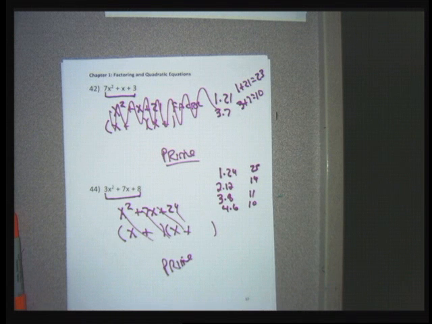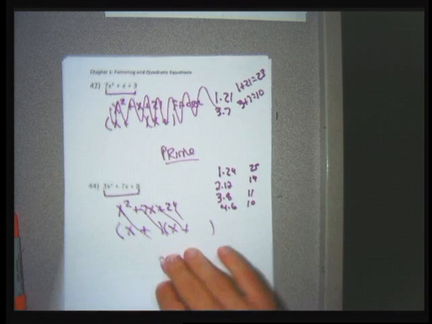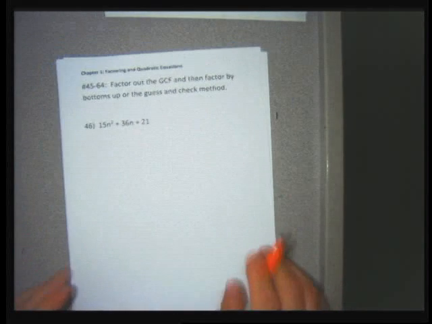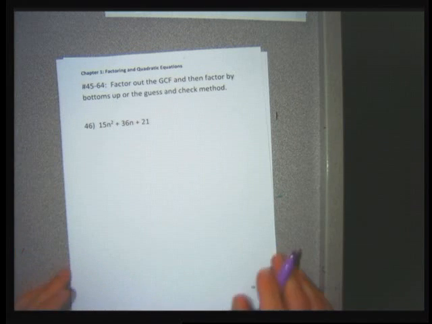And the big flaw in bottoms up is if the problem has a common factor and you don't factor out the greatest common factor, bottoms up gives you the wrong answer. And that's a huge flaw with bottoms up. That gets exposed in problems 45 through 64. So it's hugely important. If you don't catch the common factor, you'll get the wrong answer.